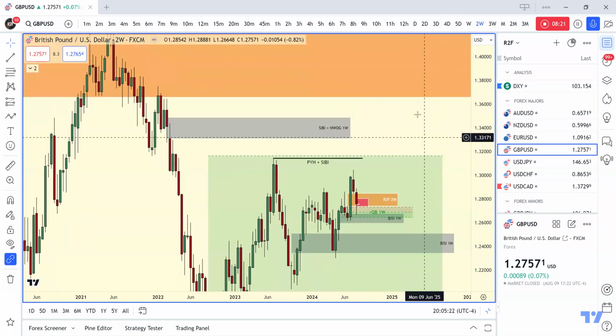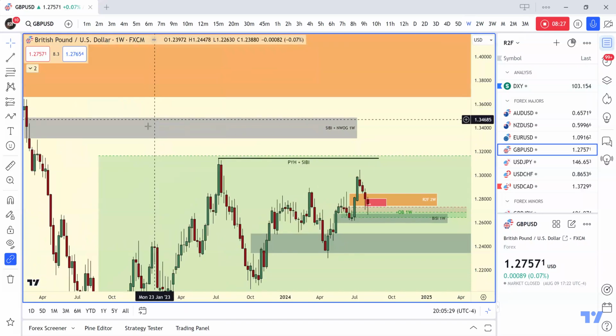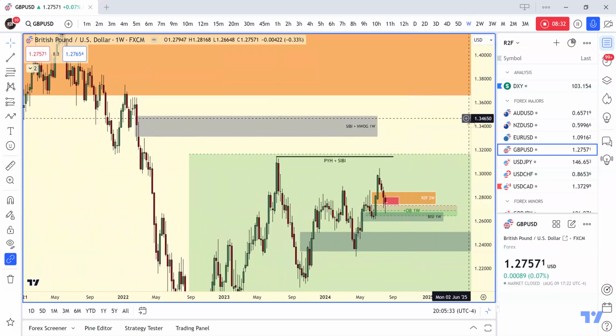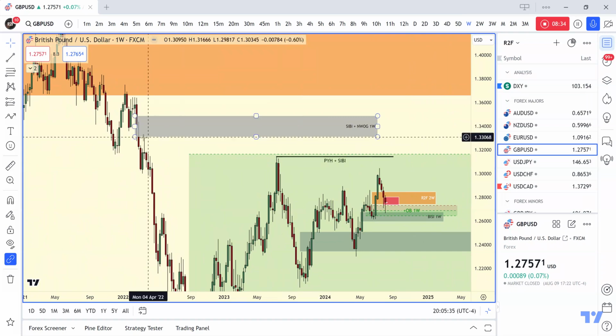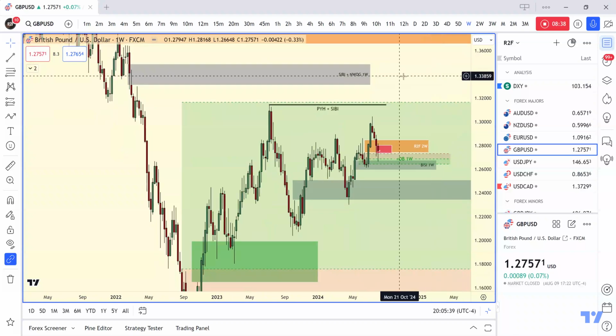Okay, so possible target is this volume imbalance, and this actually, just this volume imbalance over here, which should be very interesting. New week opening gap and a general CB. So keeping an eye on those, and we'll see what happens next week.